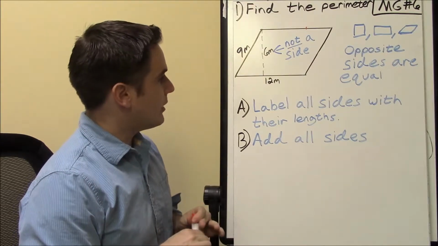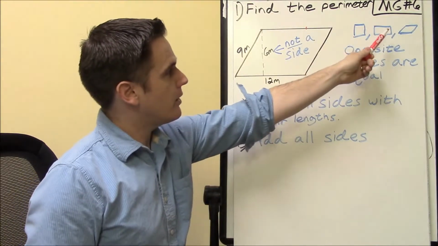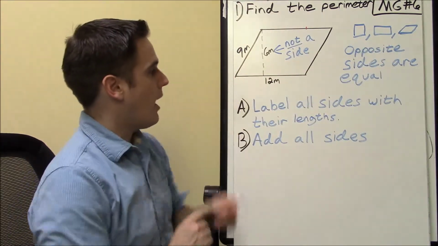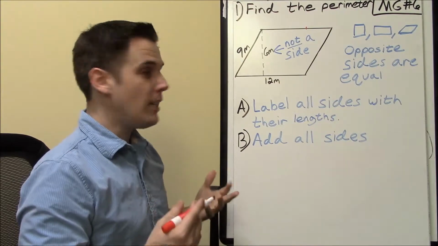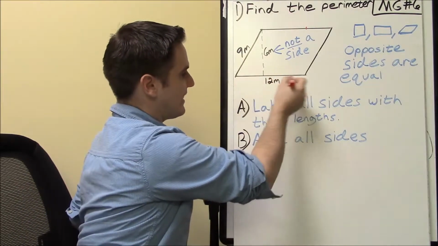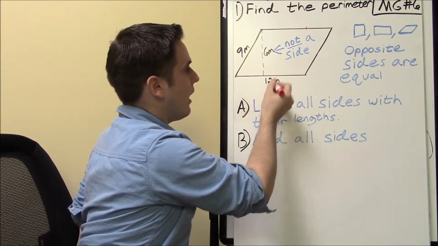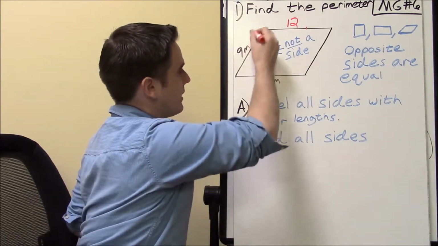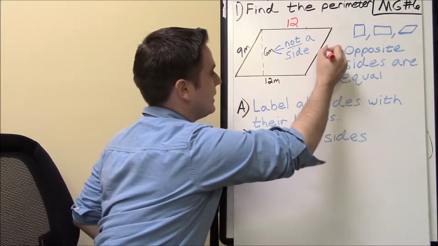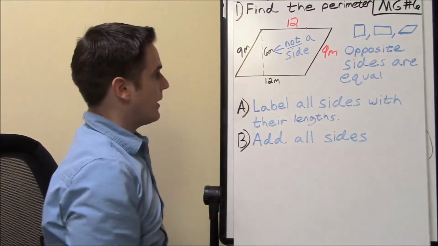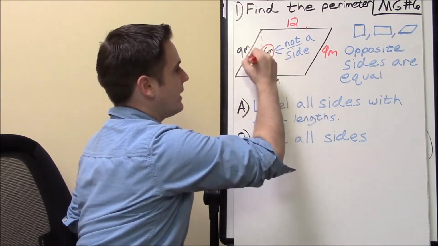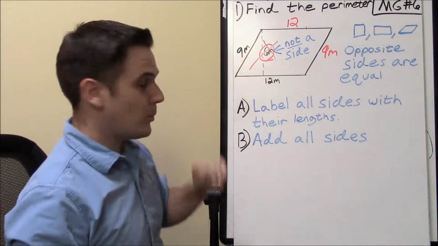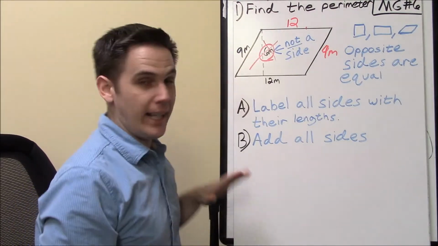So first, know that any squares, rectangles, or parallelograms, and this is a parallelogram, the opposite sides are equal. So 12 meters is the distance of this side, so the opposite side is equal to it. This side right here is 9 meters long, so the side opposite of it is 9 meters long. 6 meters here, this is the height. It's not a side, you don't use it at all. That's one of the traps you can fall into, adding a side that doesn't belong.